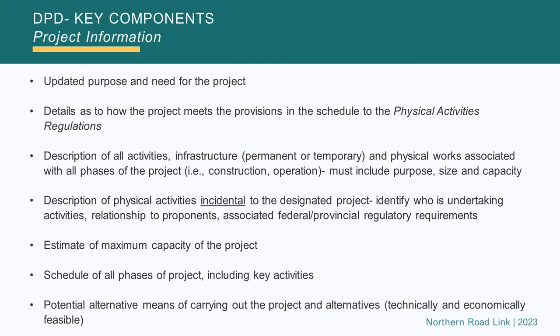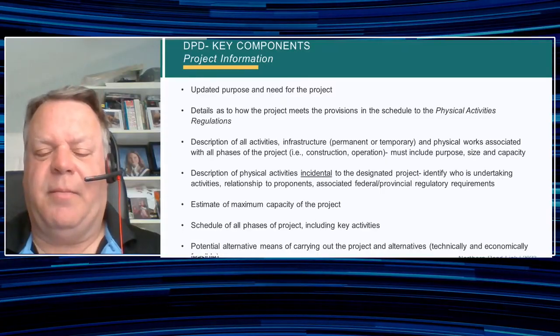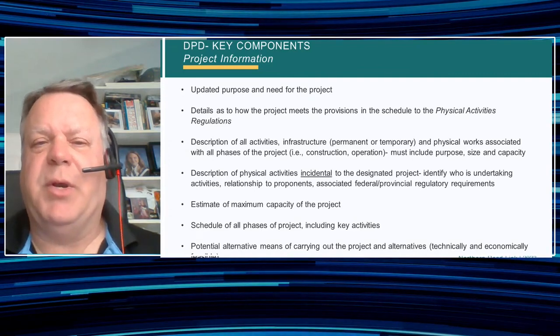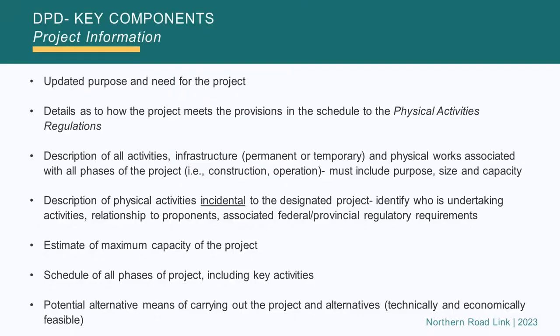So in terms of project information, the kind of information that would be included in a detailed project description would be updated purpose and need for the project, the details of how the project meets the provisions and the schedule for the physical activities regulations, descriptions of all activities, temporary or permanent infrastructure and physical works associated with all aspects of the project, not just during its construction, but during its construction and operation as well.